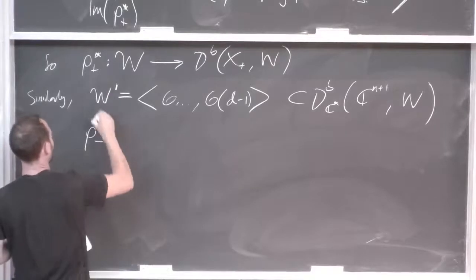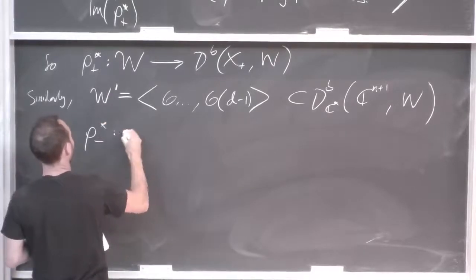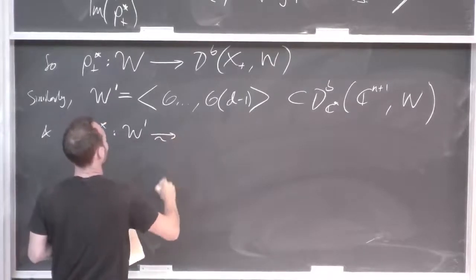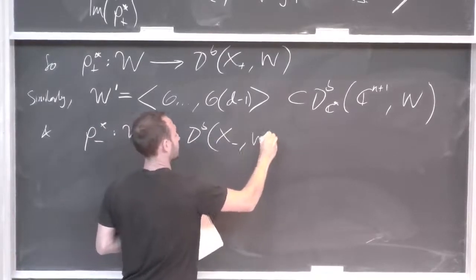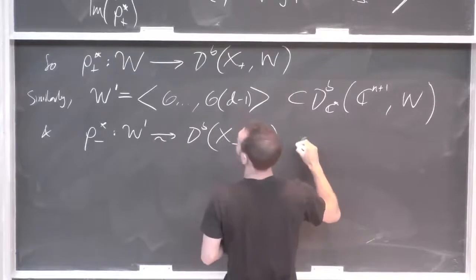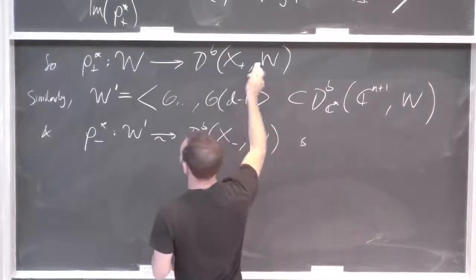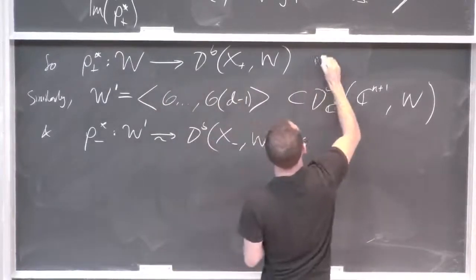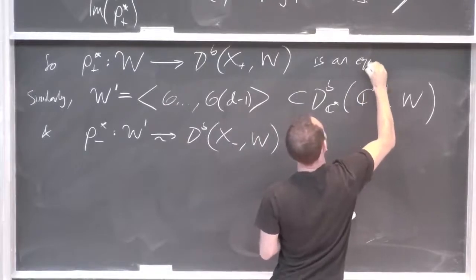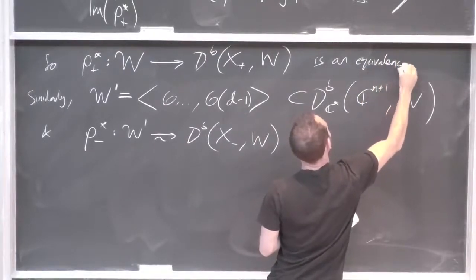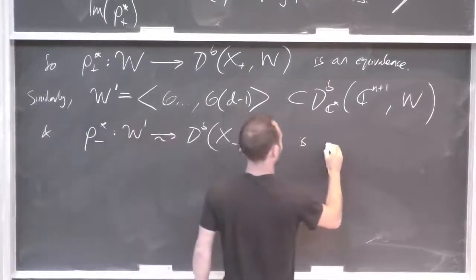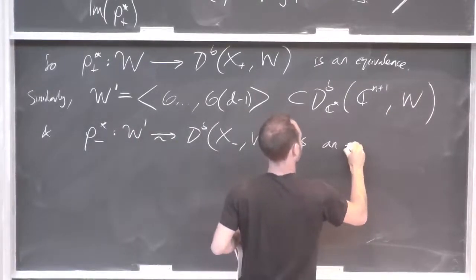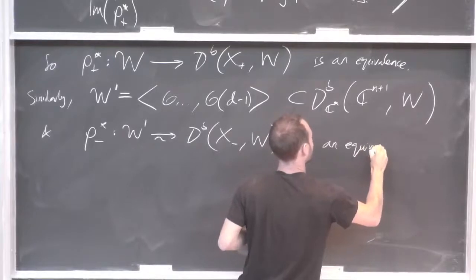And this window prime is equivalent to matrix factorizations on x minus. Oh, hang on, I didn't finish that sentence. This restriction functor is an equivalence. If you use this window prime instead, it's an equivalence to x minus.